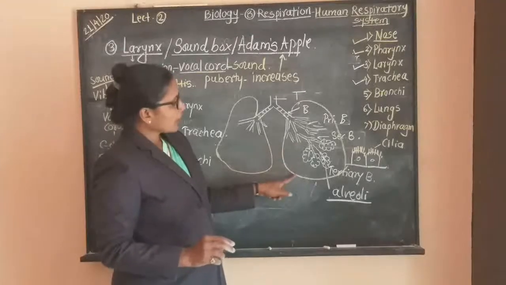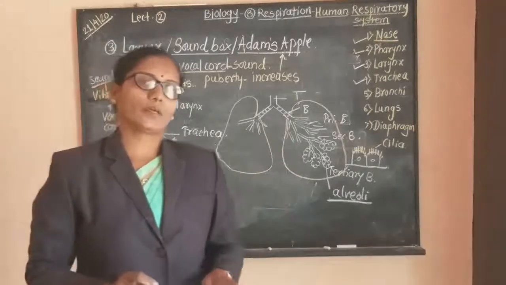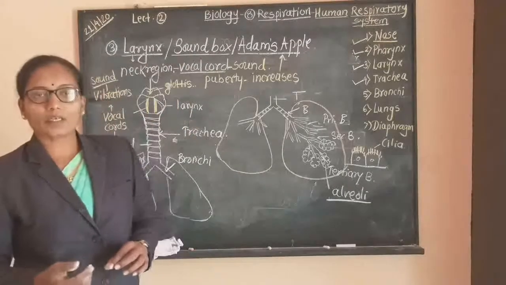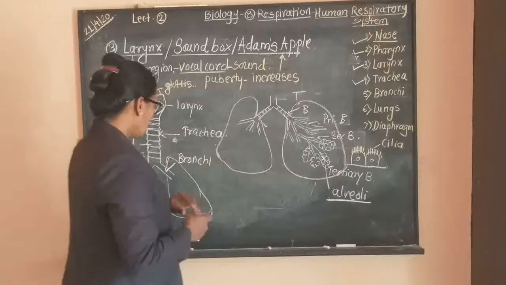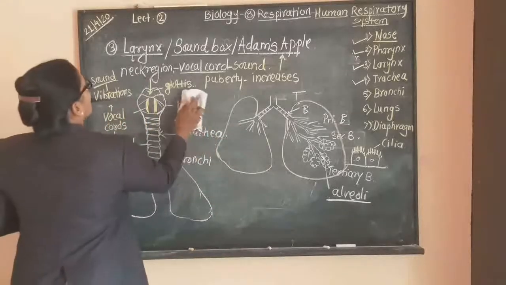Now these are two lungs, the right lung and the left lung. The right lung consists of 3 lobes and the left lung consists of 2 lobes.